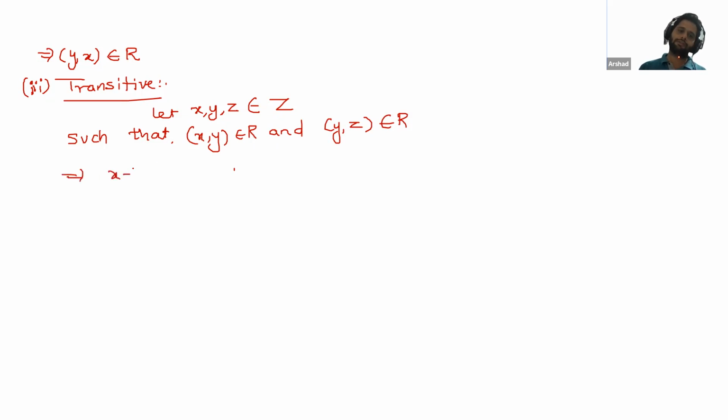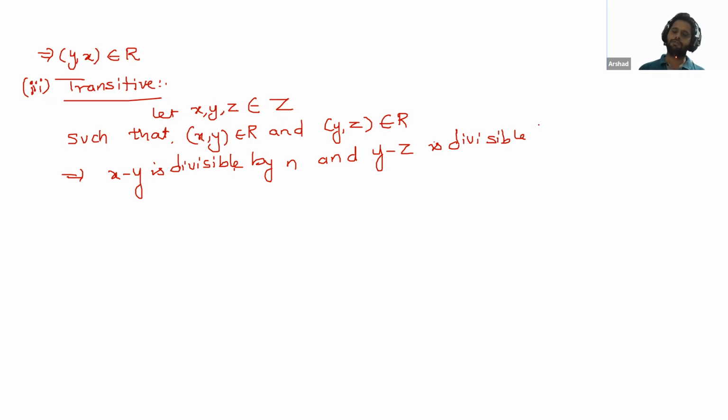So this implies x minus y is divisible by n, and y minus z is divisible by n. Because this ordered pair belongs to the relation R and this ordered pair y comma z belongs to the relation R. That's why we will say that x minus y is divisible by n and y minus z is divisible by n.